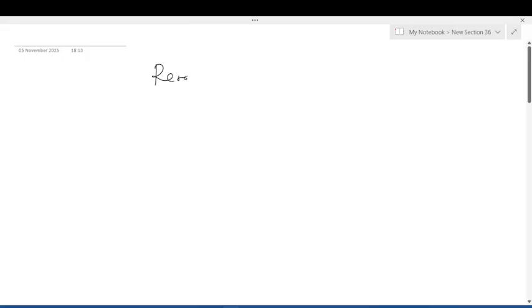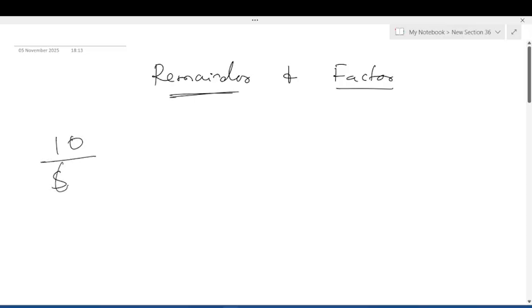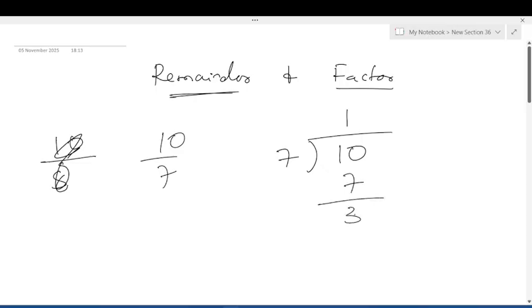Remainder theorem and factor theorem, students. See, remainders and factors, this is in algebra. If not algebra, for example, I take 10 divided by 7. How do you divide, students? Numerator inside, denominator outside, right? So what's the answer? 7 ones are 7, remainder. This is known as what?